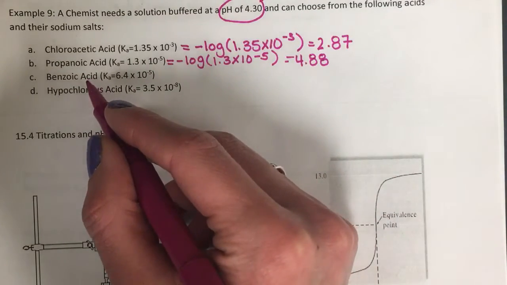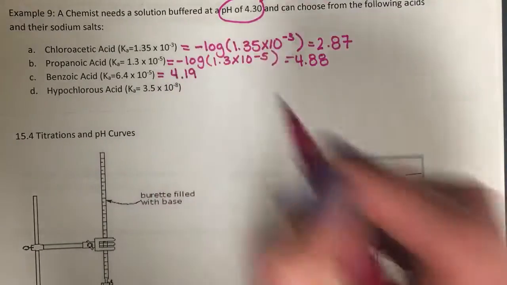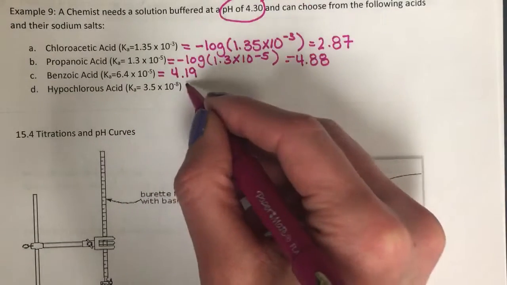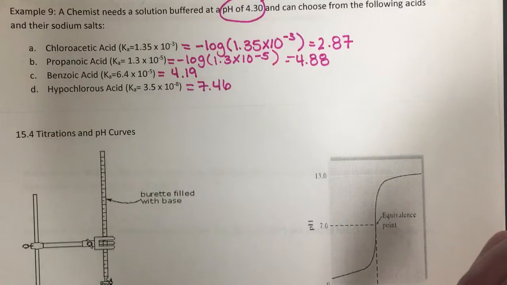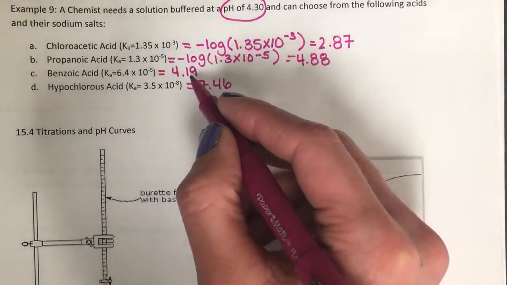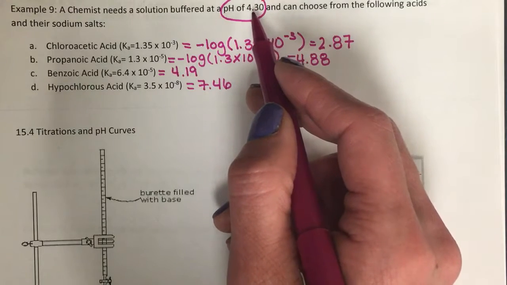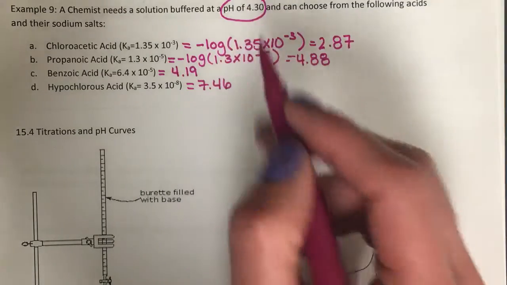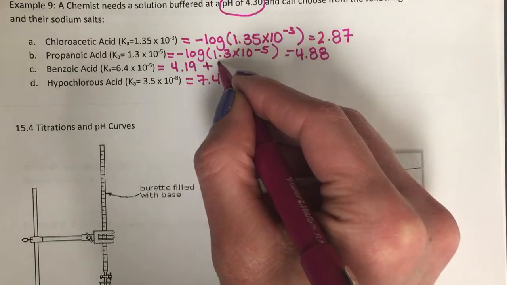If I take benzoic acid and plug that in, I get a pH of 4.19. And if I take hypochlorous acid and plug that in, I get a pH of 7.46. Now, of the 4 values I've got, 4.2 is going to be the closest to 4.3. Now, it's still not exactly 4.3, so I know that in my system, I can't have equal concentrations of my acid and my base.